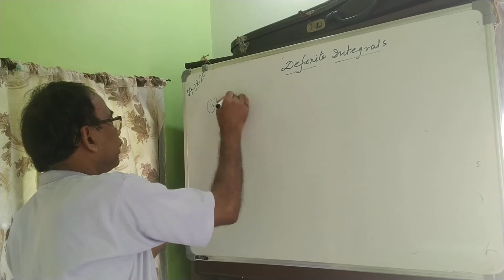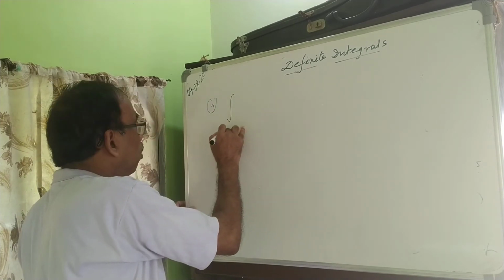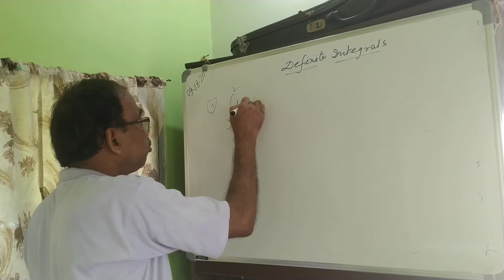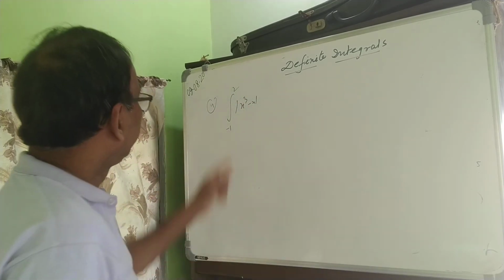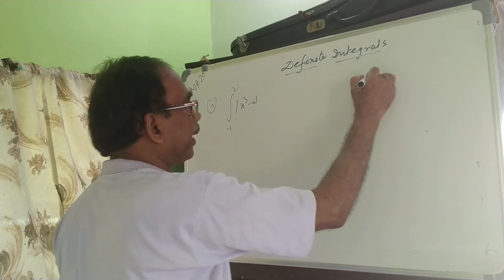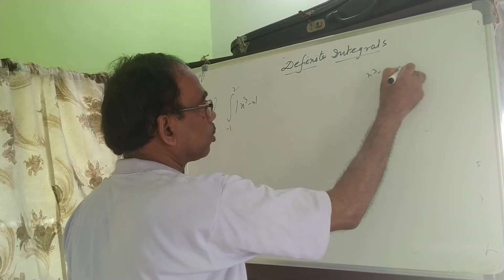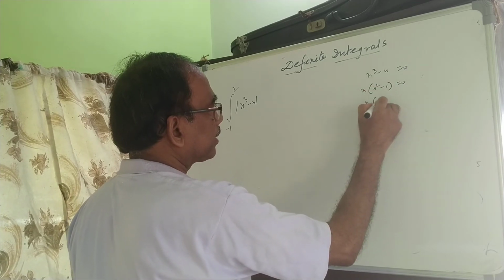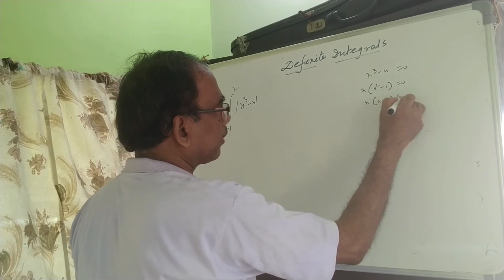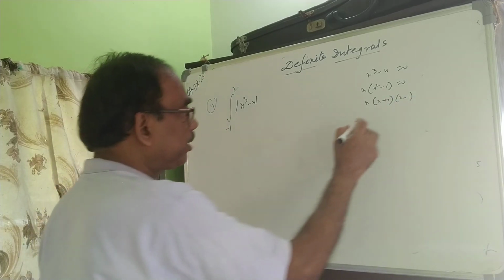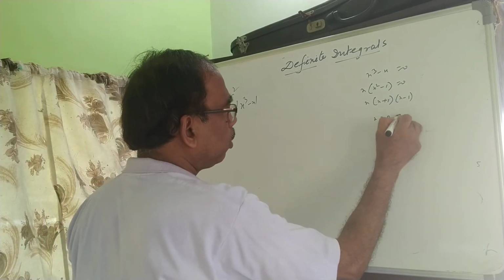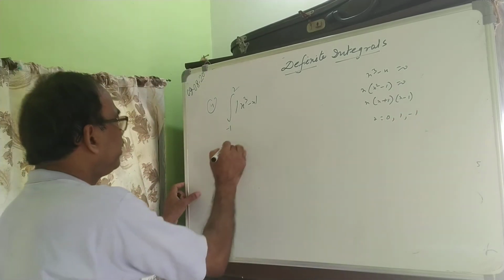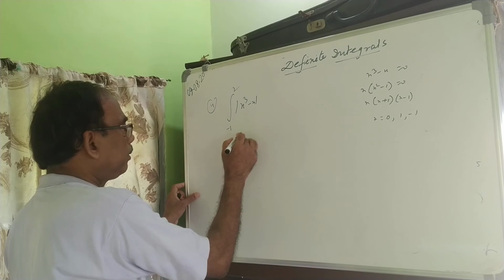Integration, minus 1 to 2, modulus of x cube minus x. Here we can break it: x cube minus x equal to 0, that is x square minus 1 equal to 0, that is x plus 1, x minus 1. There are three points, x equals 0, 1, minus 1. We have to break it into three intervals.